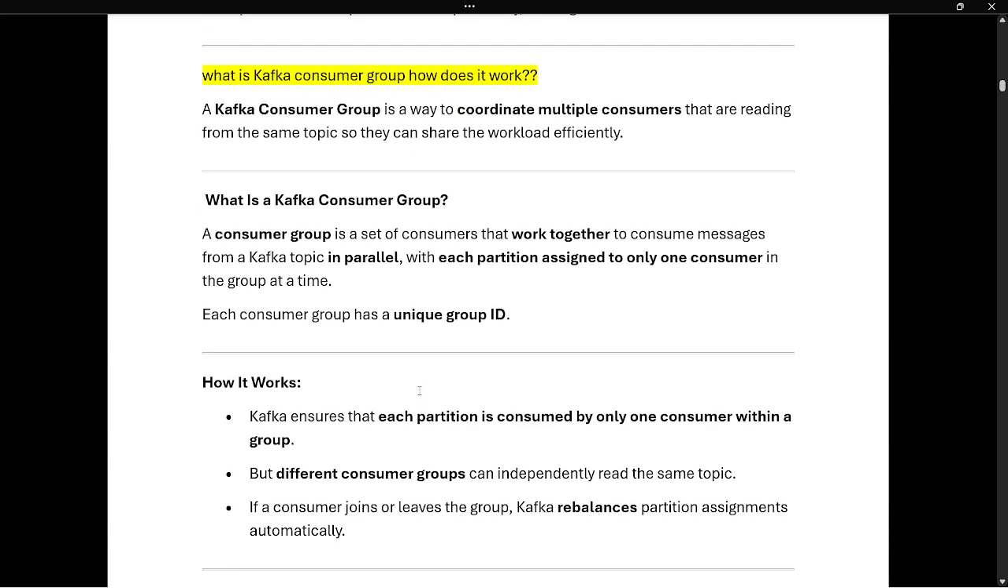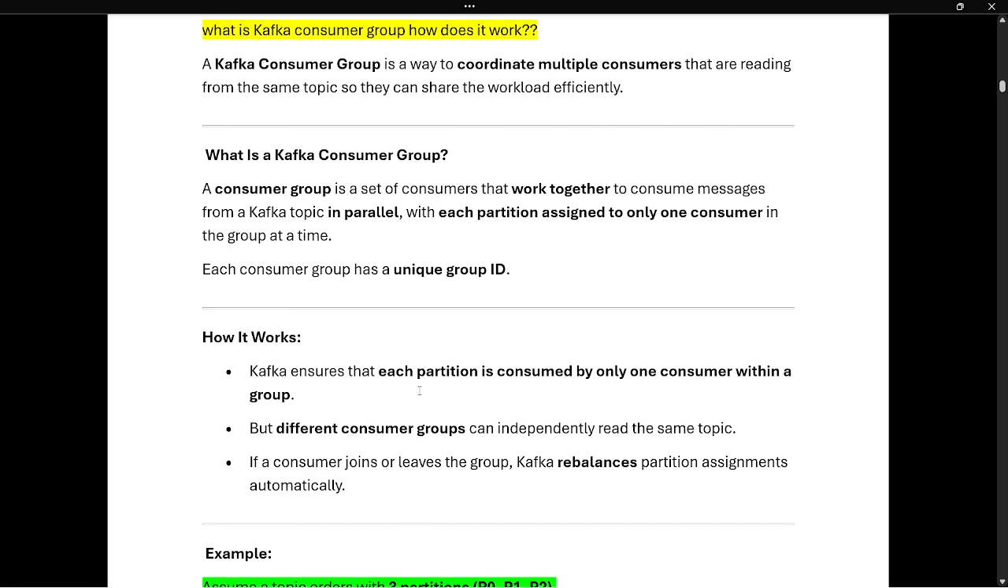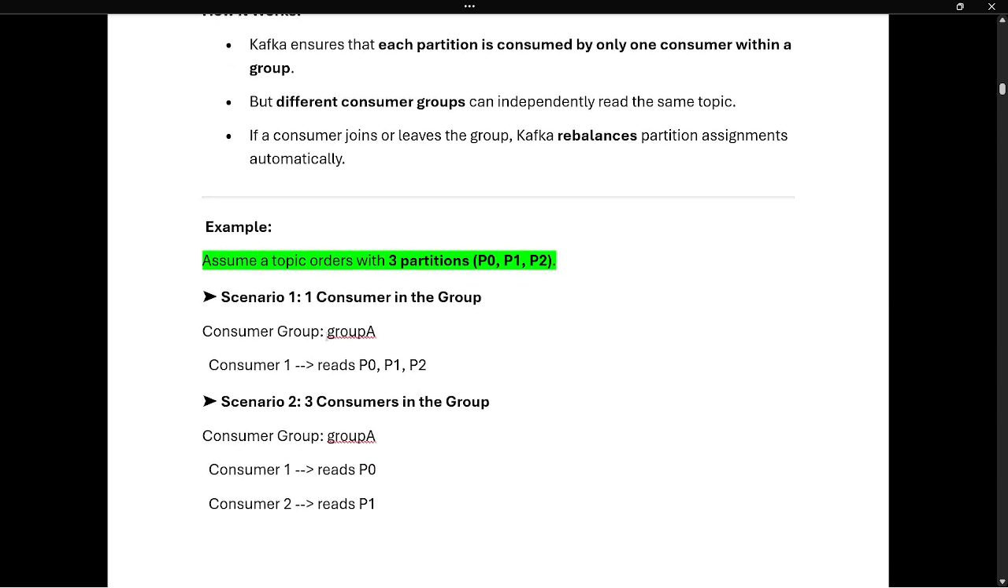So how does it work basically? Kafka ensures each partition is consumed by only one consumer within a group. Okay, but different consumer groups, if they have different IDs, can independently read the same topic. Okay, you can set it up like that. And if a consumer joins or leaves this group, Kafka rebalances the partition assignment automatically. Okay. So now we'll see with an example.